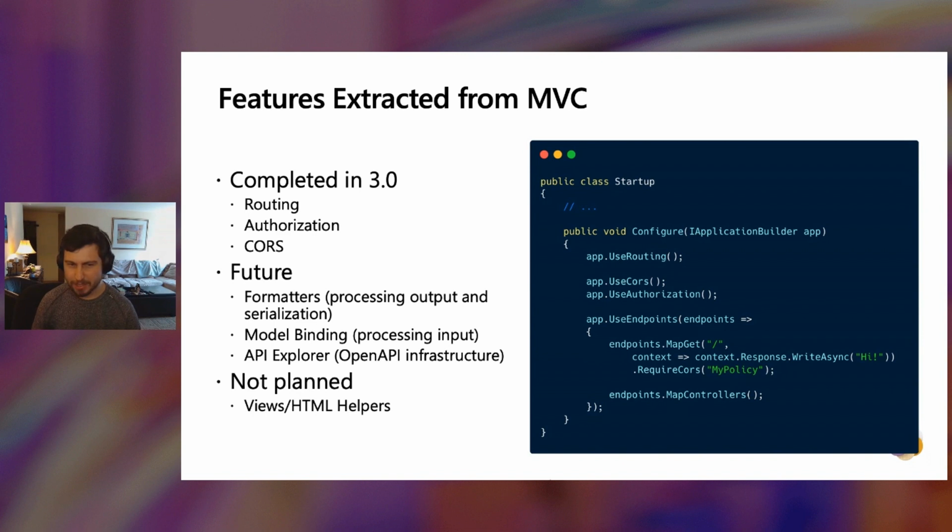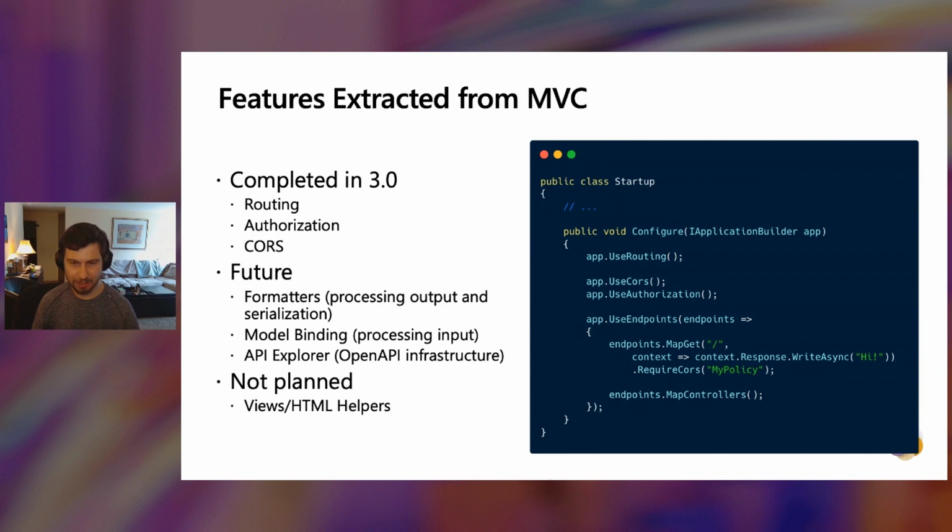And basically this effort of extracting features from MVC has been focused a lot towards API scenarios. We feel that MVC is great for views and HTML helpers, or Blazor for that matter. They are opinionated for how they do templating and so forth. So far, we're not planning to extract those features, but that's kind of what we did prior to .NET 6.